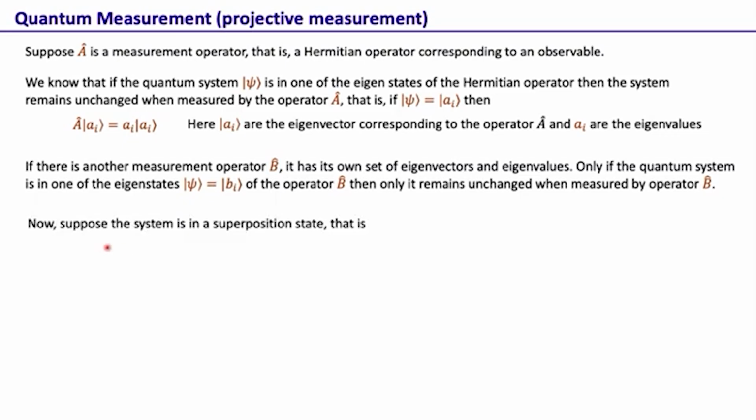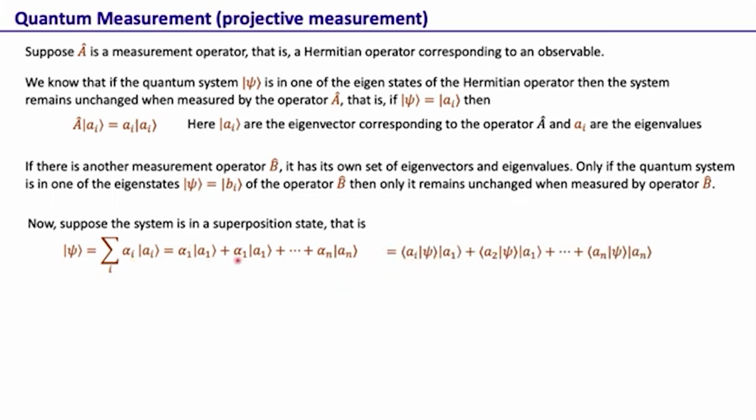But now let's say, in general, the system is in a superposition state. For example, if we write this state in terms of the eigenkets of the measurement operator A, we can write psi as the sum of the kets a_i, where the coefficients are alpha_i. So that's a superposition state. We can also write it like this, where we are writing these alphas as the inner product of a_i with psi. That's the projection of psi onto these eigenkets. This should be a_1. This is the state representation in the a_i basis, or in the eigenbasis of the measurement operator A. So of course this is a superposition state. This is not a single eigenket.